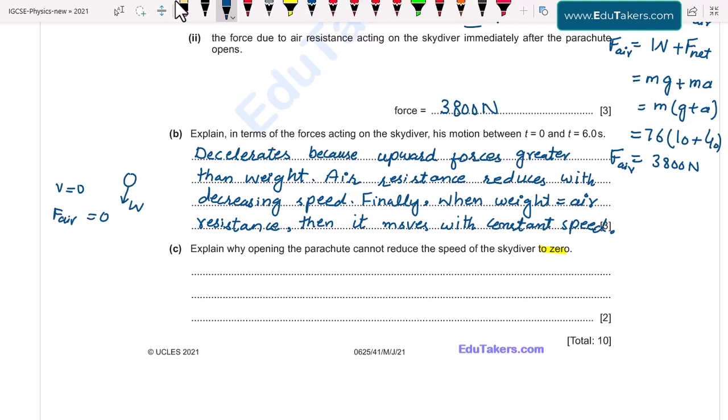So at 0 speed there is no resistance and weight is still in the downward direction. So I write here, at 0 speed there is no air resistance and weight is still downward.